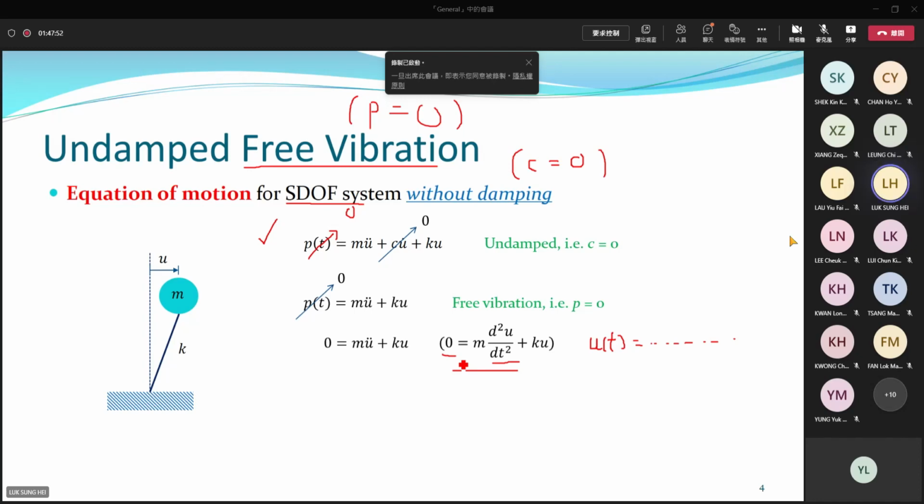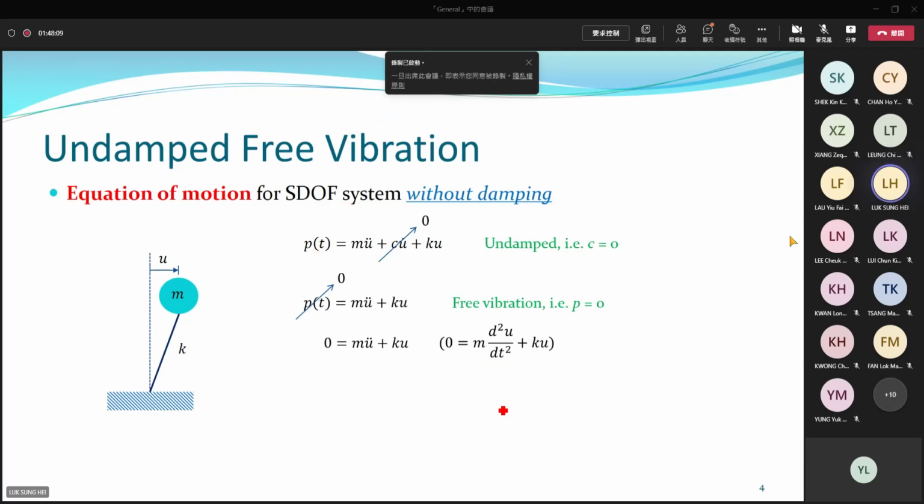Next time, in topic 6, you need to consider forced vibrations. That means the force is not 0. And then you need to solve more complicated differential equations, non-homogeneous second order differential equations.